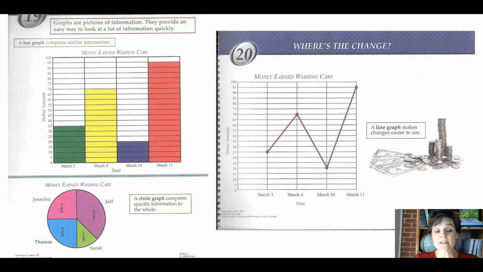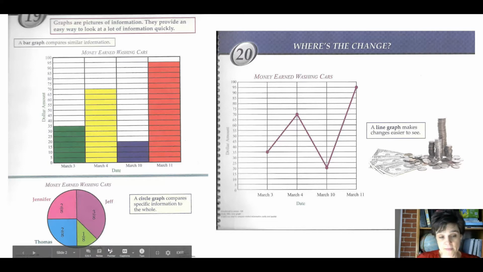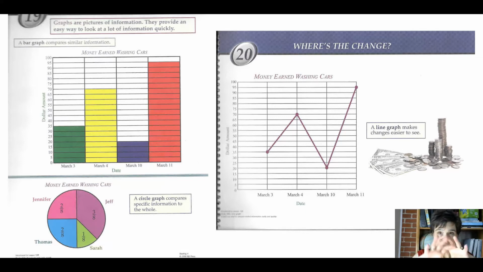Okay, and it's an easy way to look at a specific thing. So like for instance, on this circle graph, the specific thing that we're looking at is how much each person got. It's talking about washing cars, so it's talking about one thing. So they're taking washing cars as the whole thing, and within that, this person made this, this person made this, this person made this. That's what a circle graph does.